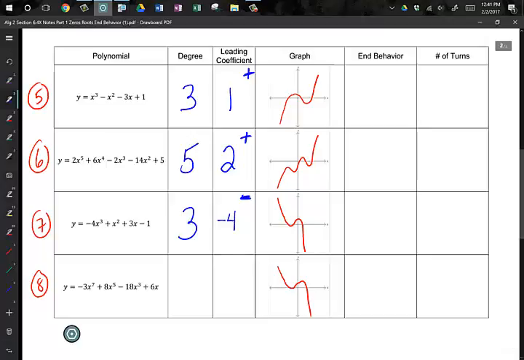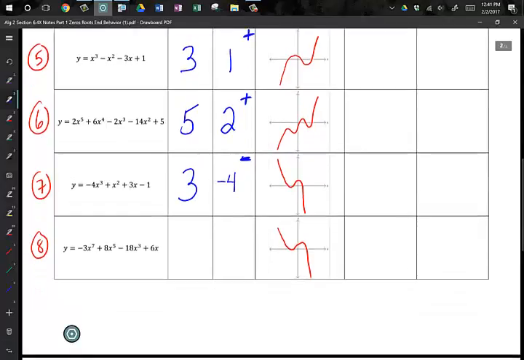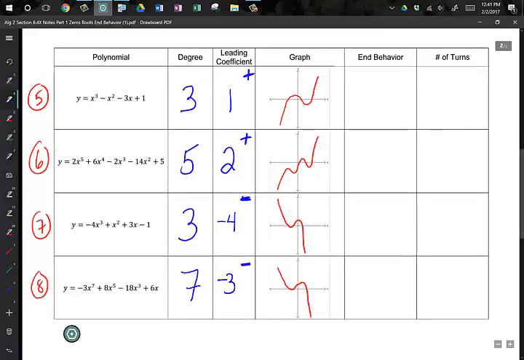And who can do number 8? What is my degree? 7. Leading coefficient? And so that obviously is a negative. All right. Would we agree that our turns still go with the rule? Yes. 3 minus 1 is 2. 1, 2, 3, 4. 5 minus 1 is 4. 1, 2. 3 minus 2 is 1.